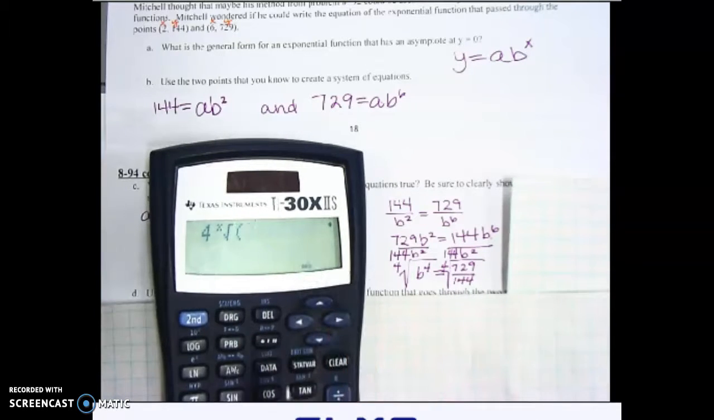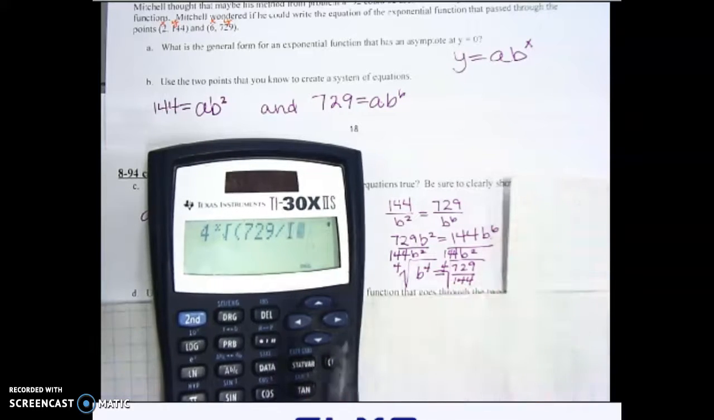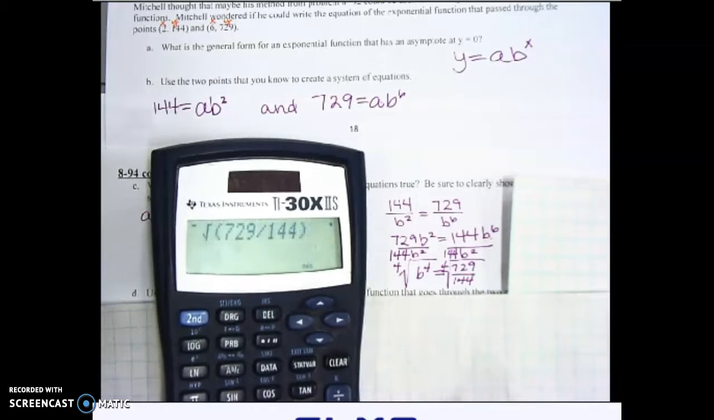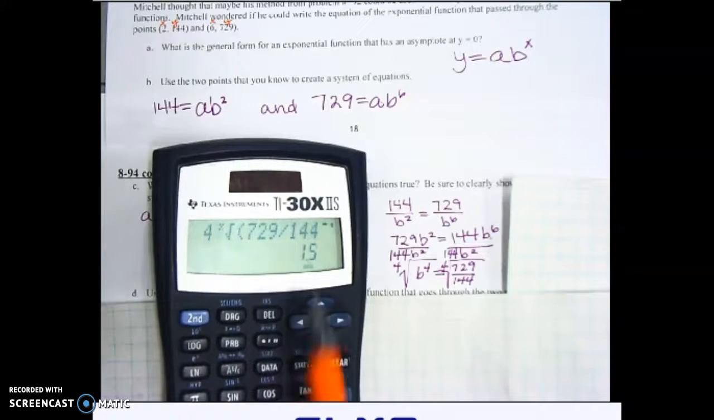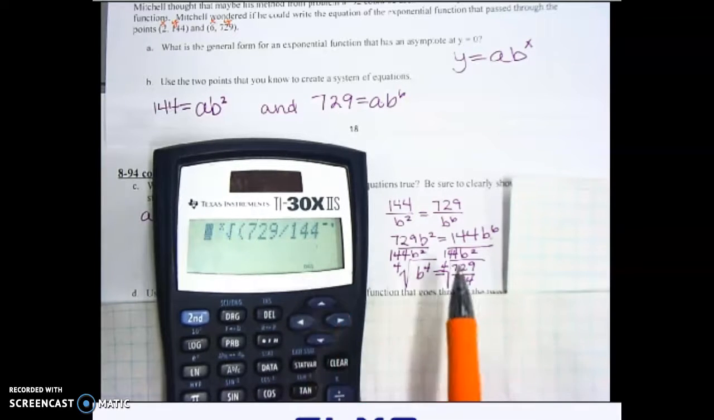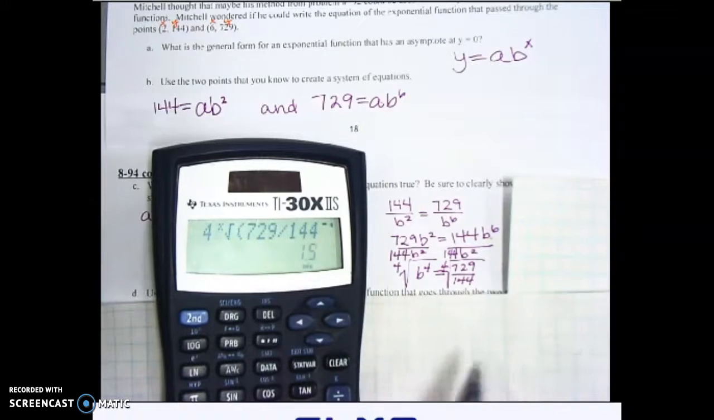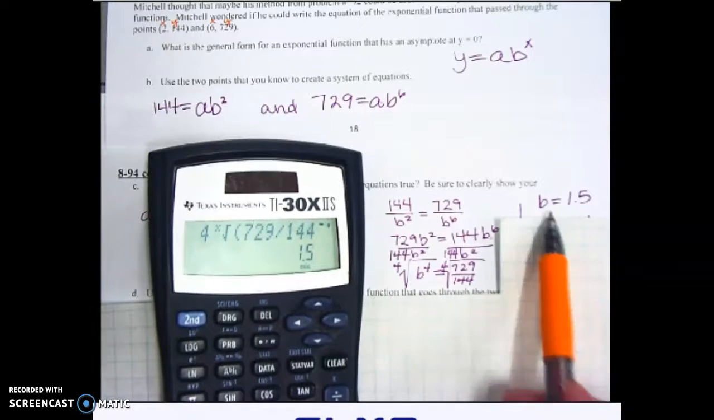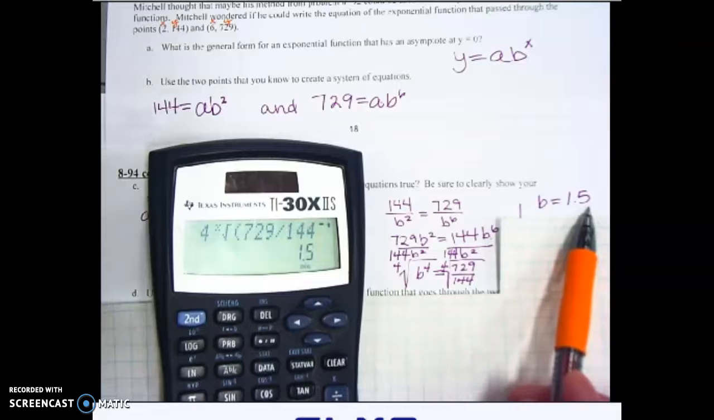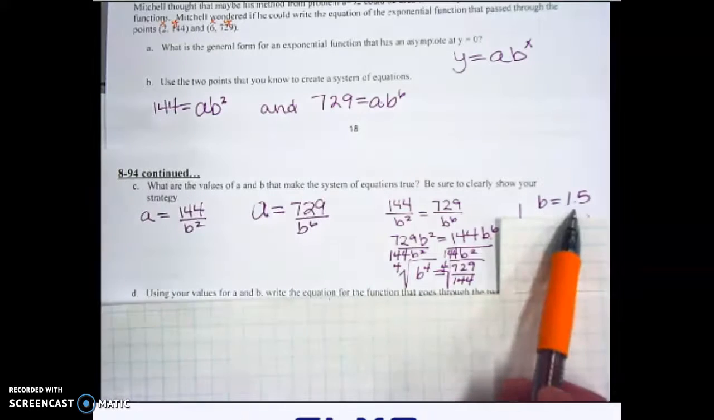So I'm going to use parentheses. So I'm going to type 729 divided by the 144. Let the calculator do all the work. Hit the equal sign. And it spits out 1.5. Whoops, where did it go? There it goes. And it spits out the answer. So the answer for B is 1.5. So we've got our first variable B.